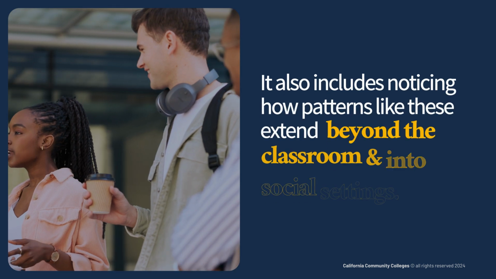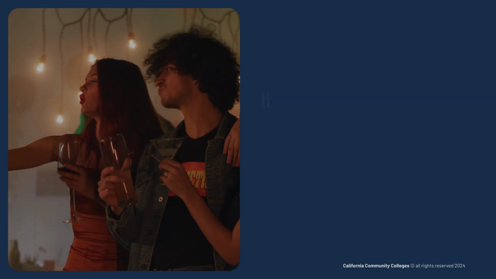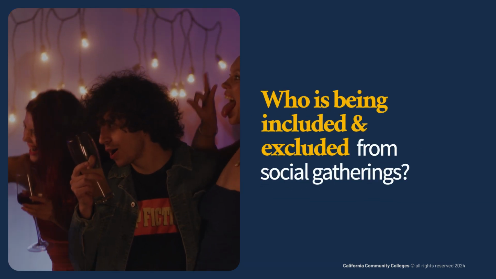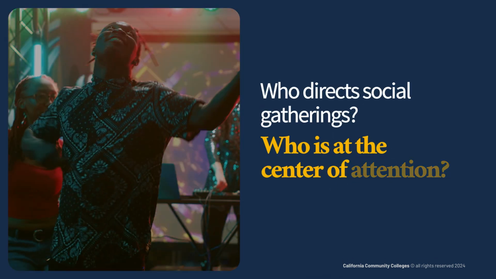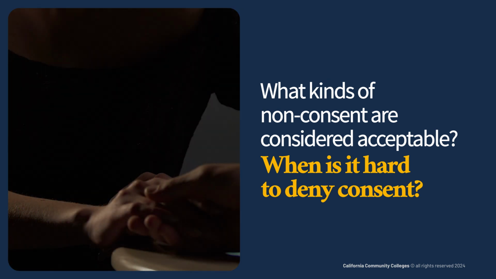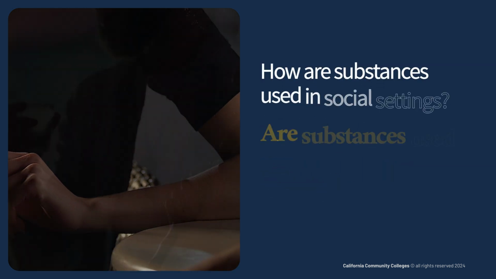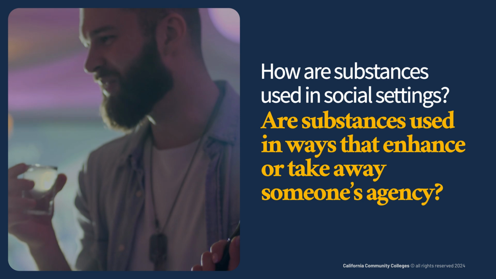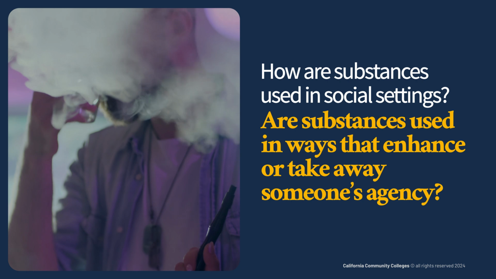It also includes noticing how patterns like these extend beyond the classroom and into social settings, such as who is included and excluded from social gatherings, who directs the social gatherings and who's at the center of attention, who initiates romantic or sexual encounters and how are these initiated, what kinds of non-consent are considered acceptable, when it is hard to deny consent, or when a person's non-consent meets with any kind of attack. How are substances used in social settings? Are substances used in ways that enhance or take away a person's power or agency?